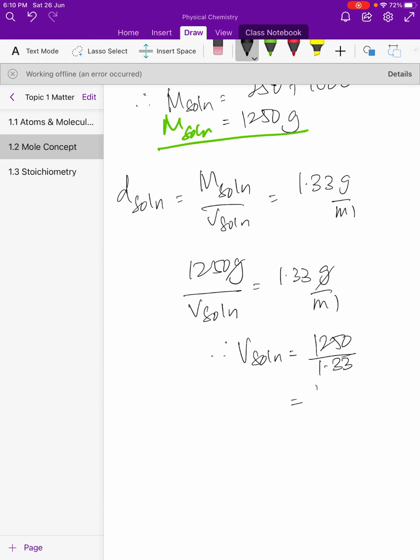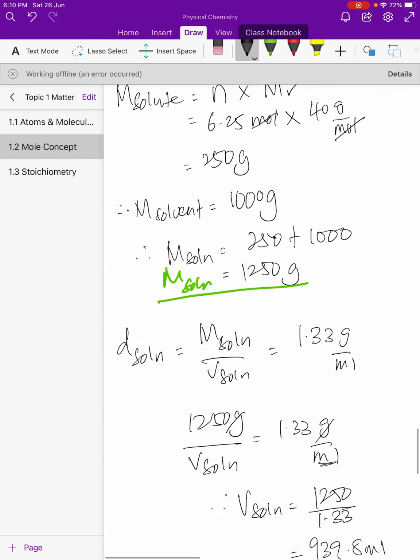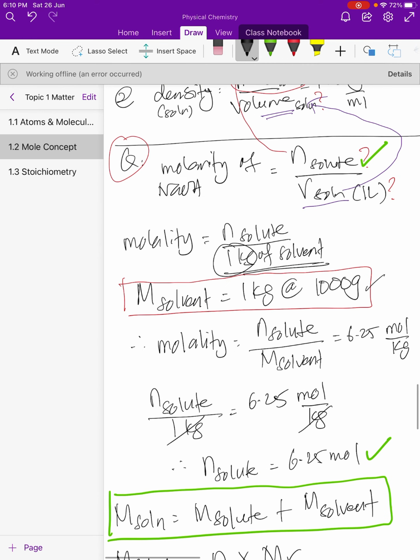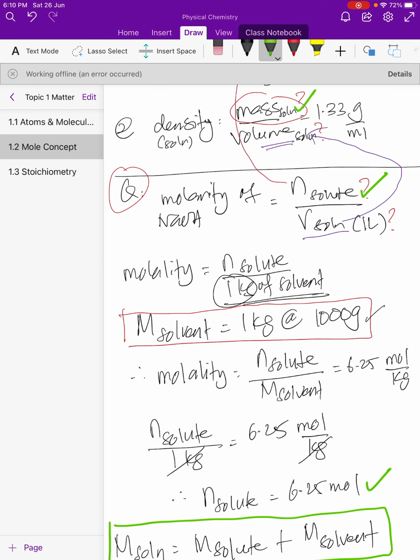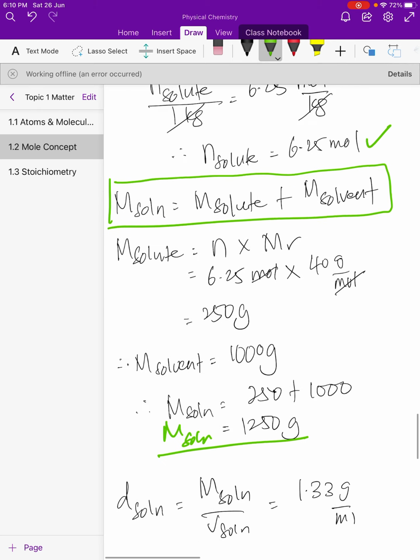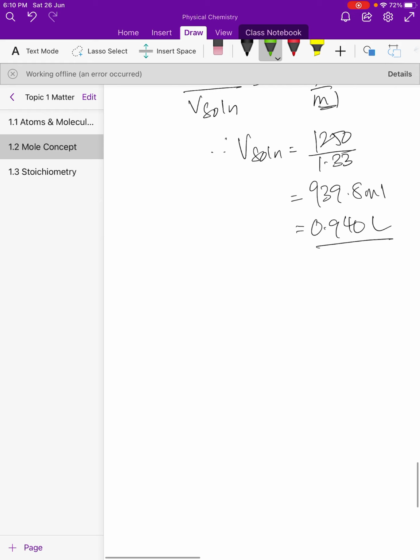I get 939.8 milliliter. You can see here, milliliter. So if I change it to liter, that is divide by 1000, I get 0.940 liter. Okay, therefore, finally, we have solved our volume of solution as well. Then molarity can be solved.